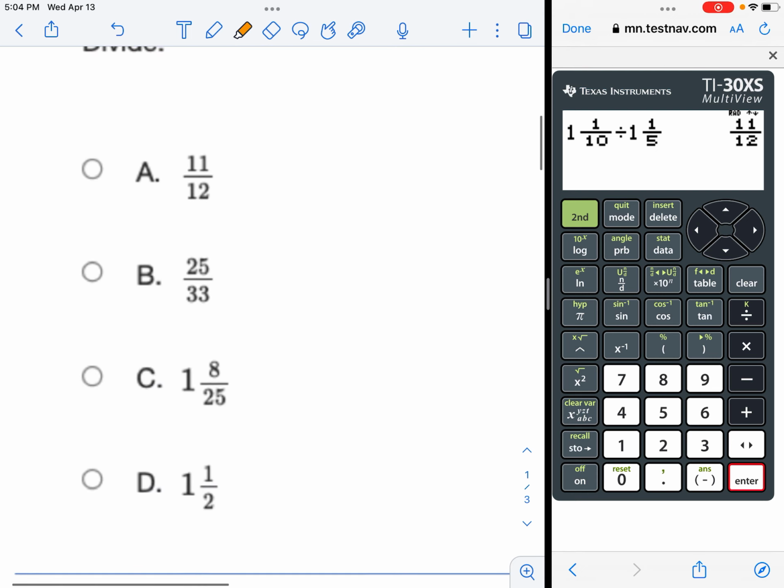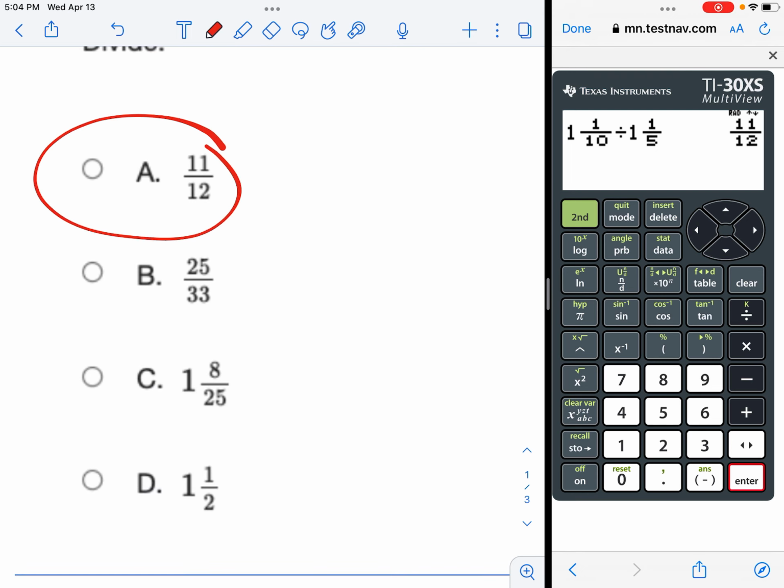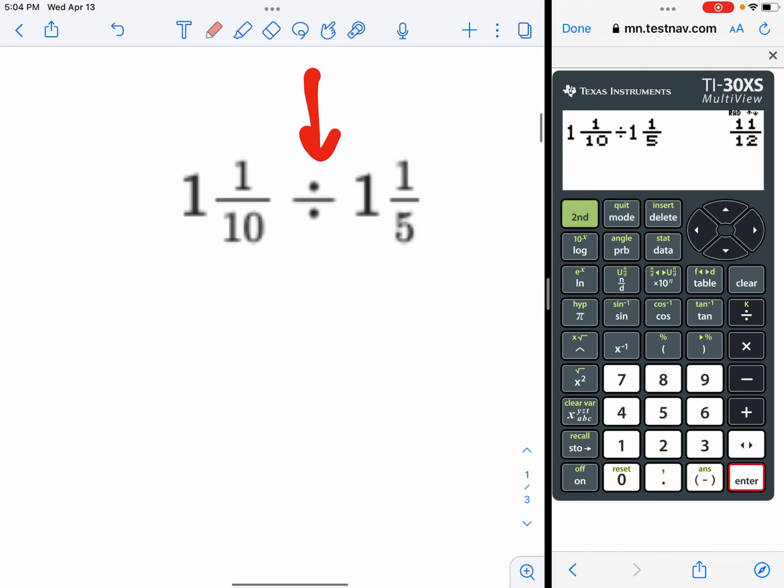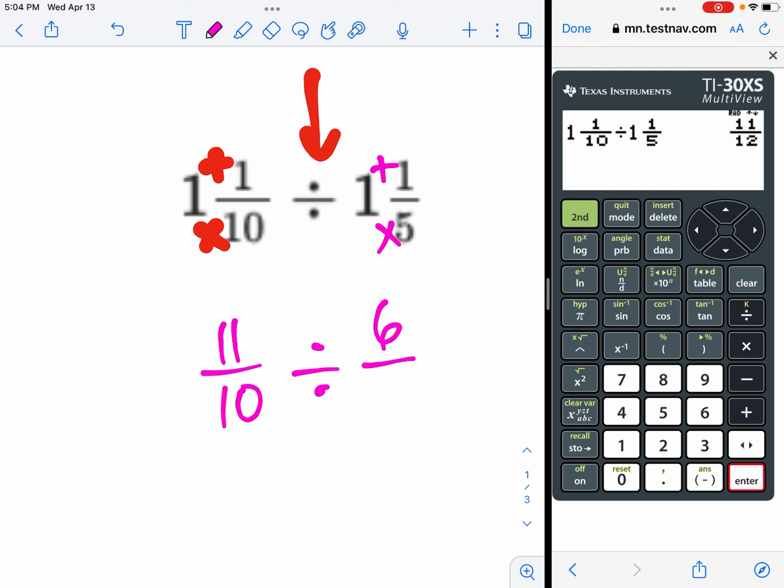You could do all the work yourself too. You could turn these into fractions. So that means times and plus, times plus. Let me make that skinnier. That means times and plus. So my first one is 11/10 as I go around, divided by 5 plus 1 is 6, 6/5.